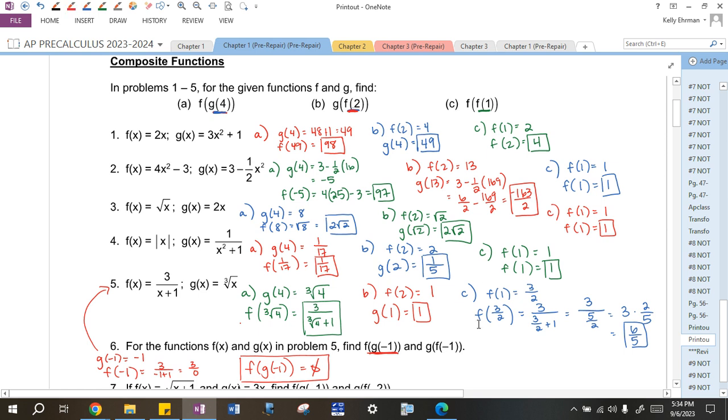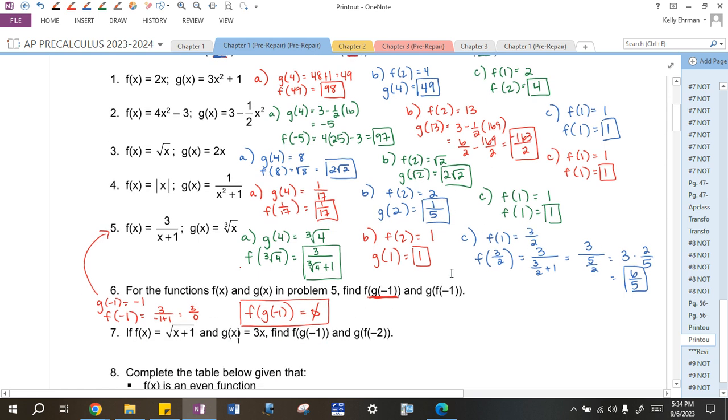That doesn't mean that the composition the other way doesn't work, but we can double check. Start here, f of negative 1, but we do run into the same problem. 3 over 0, undefined. So if you can't even plug in the innermost part, that means that g of f of negative 1 also doesn't exist. We talked about domains of composition functions, and the innermost domain has to be satisfied as well as the final result. So this is sort of an example of that.